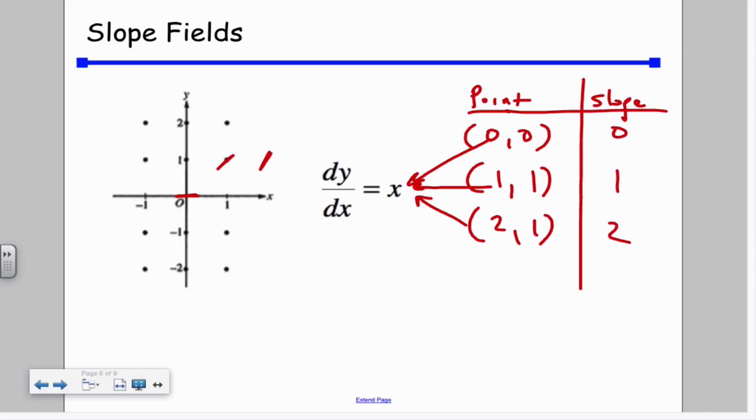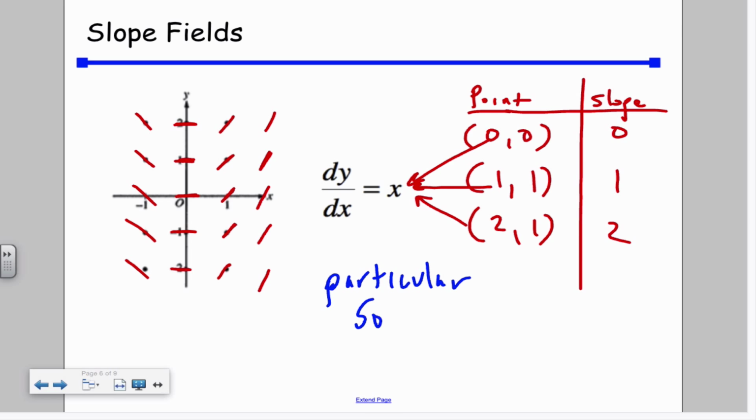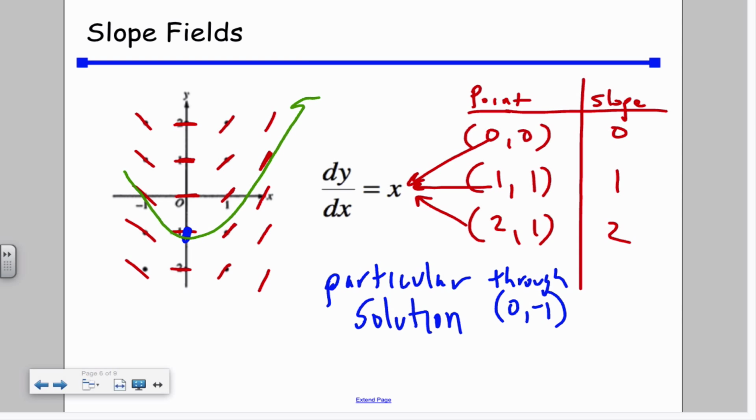And then we can just fill in the table. So this is an easy case because whatever the x value is, I have the slope. So right here I'd have 0, 0, 0, 0, 1, 1, 1, okay, 2. Okay, on the left side I would have -1. And there you go. And let's say I wanted a particular solution. Let's say I want the particular solution through, let's say, (0, -1). So through (0, -1), I'm just going to go with the flow and follow the slope field, and voila.